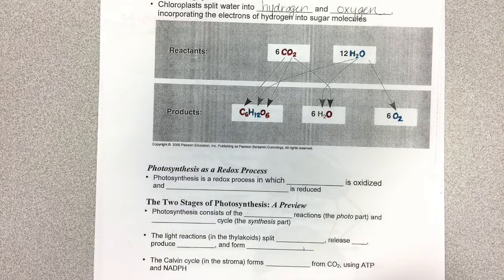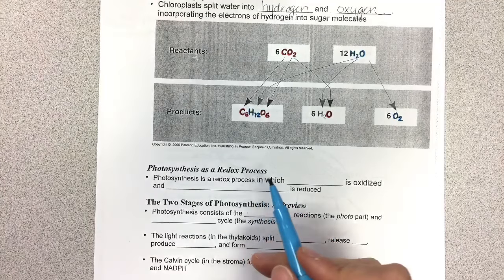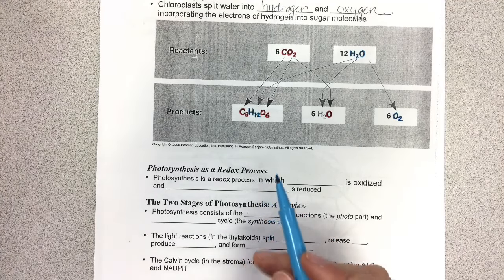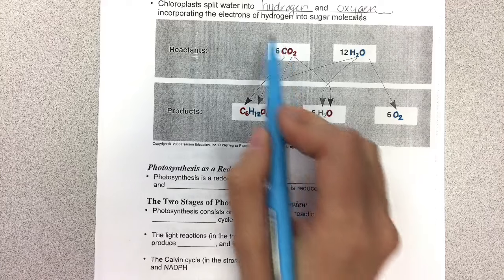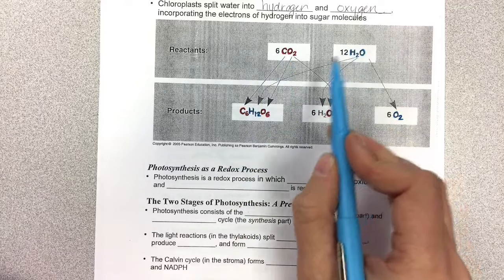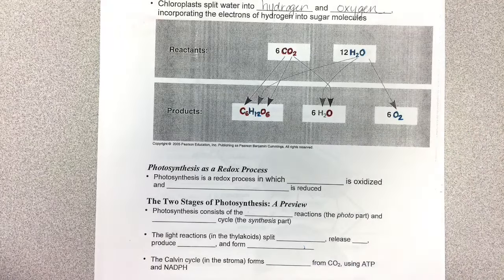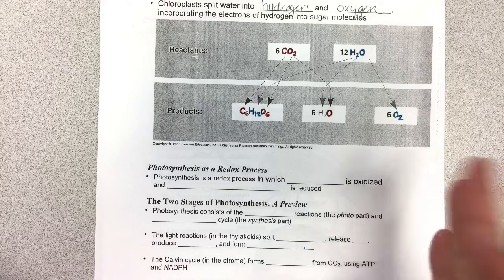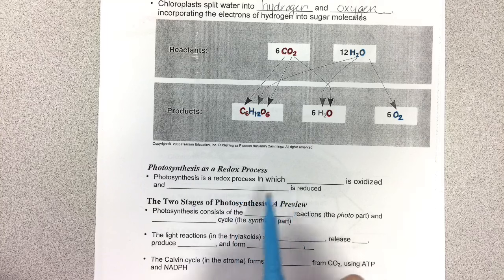So then, as I said, this is a redox reaction. When we look at the reactants and what happens to them, one of these two, carbon dioxide or water, is going to become oxidized, or lose electrons, and one is going to become reduced, or gain electrons. You can think of losing and gaining electrons in terms of losing and gaining hydrogen. I want you to pause this and see if you can fill in this bullet.